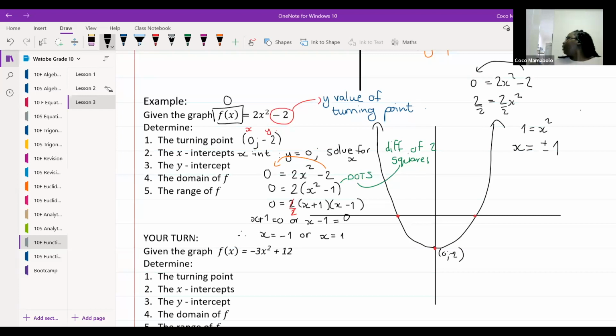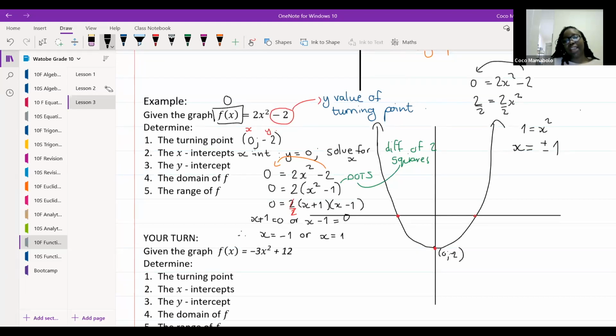Do I have to answer, ma'am, or is it going to be plus or minus 1? Yes, it must be plus or minus 1 because both of those answers give us +1. 1 squared is 1 and -1 squared is 1. So we need to have both answers.